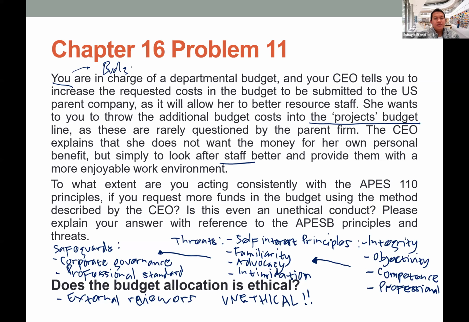So we have the budget officer, the first actor, and then the next one is the CEO. The CEO told this officer to propose more funding using the project budget. But in reality, the CEO is planning to use this additional funding for staff expenditures.